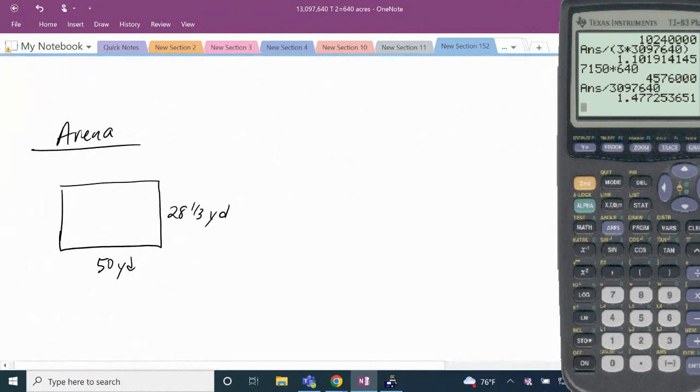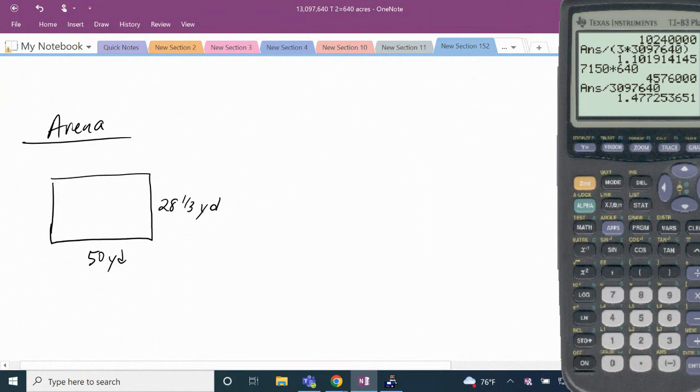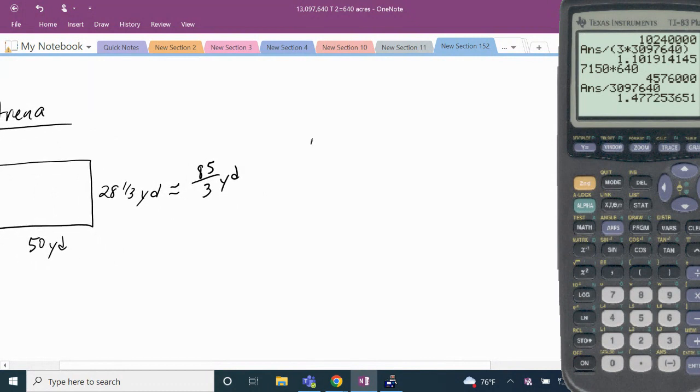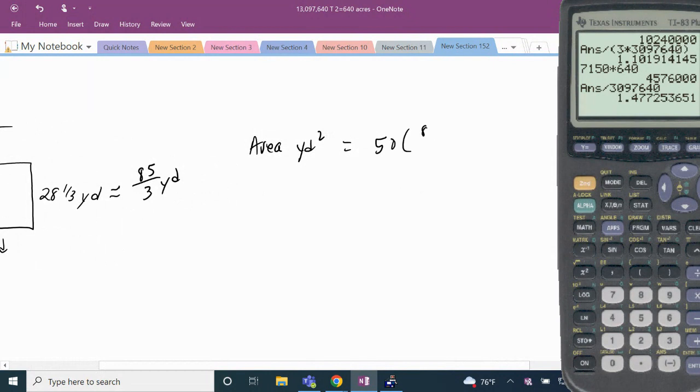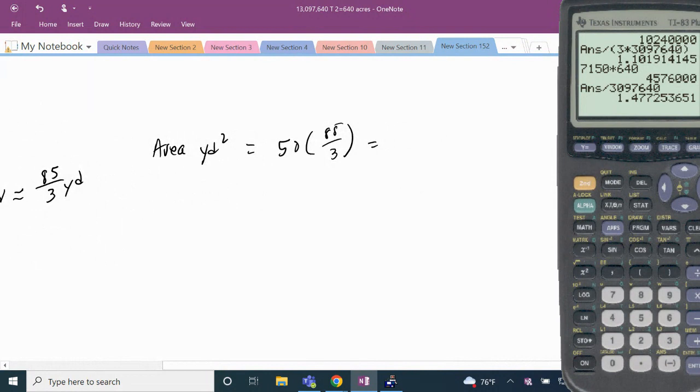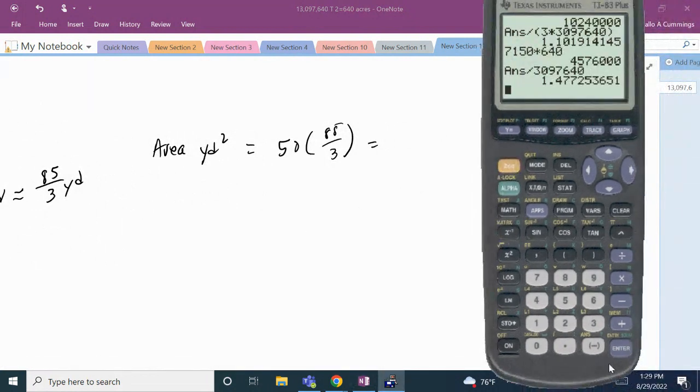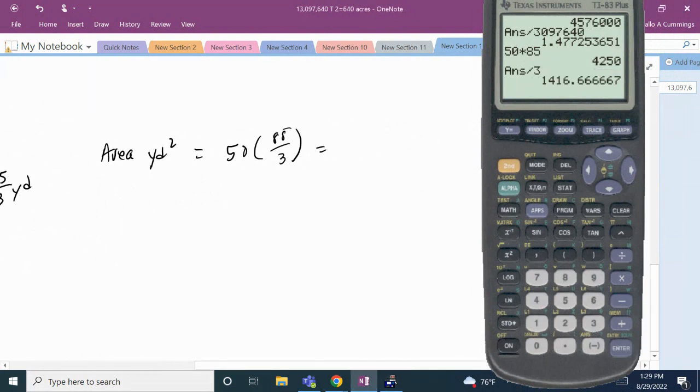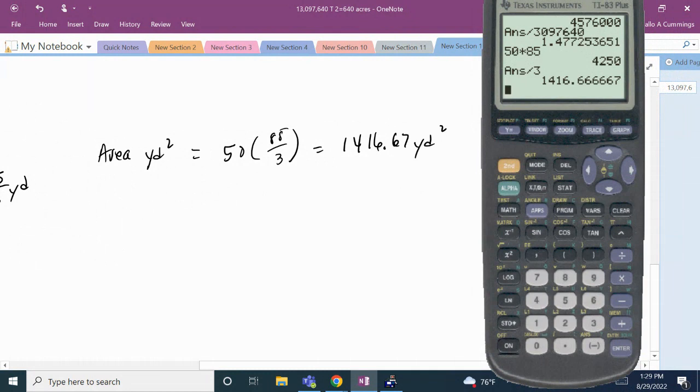And lastly, we're going to do the same thing for the arena football field. I'm going to convert 28 1/3 yards to an improper fraction. So that's 85 thirds. Now in order to find the area in square yards, we're simply going to multiply 50 times 85 thirds. So we have 50 times 85, which is 4,250. We're going to divide by 3, and we have 1,416.67 square yards.